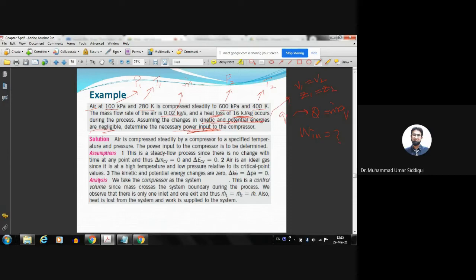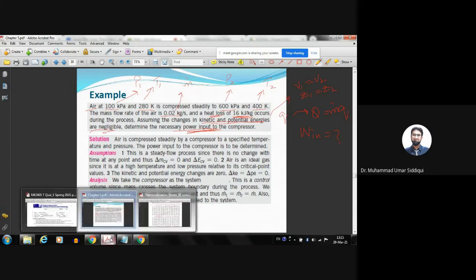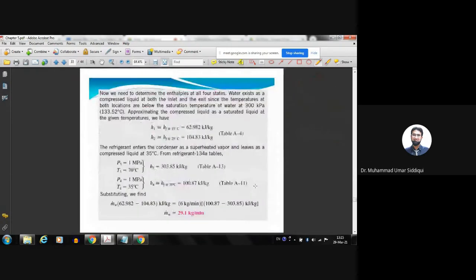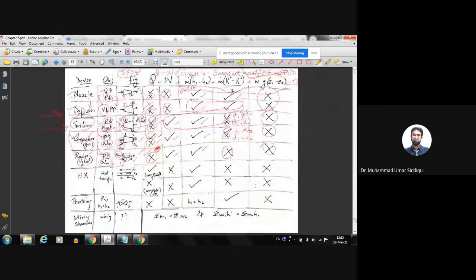So let's have a look at the solution. First of all, let's have a look at the formula for the case of the compressor. This is the compressor. In this case, Q is there, W will definitely be there, and the change in enthalpy will also be there, but kinetic and potential energy effects are not there. So these three terms are here: Q is there, W is there, and m dot (h1 minus h2) will be there, obviously. So let's apply it.